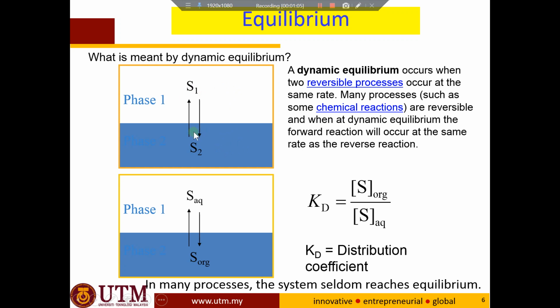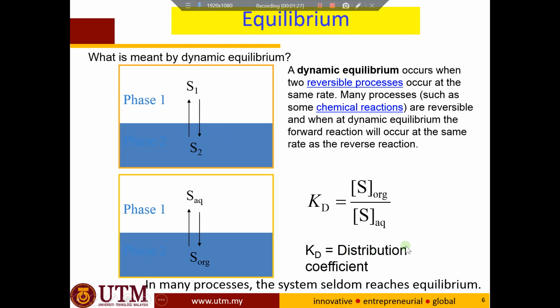So if it's really become a dynamic equilibrium, it will be blue for a moment, white for a moment, blue for a moment, white. Okay, but the system seldom reaches equilibrium. For example, you add a little acid, it becomes blue. You add a little base, it becomes white. Okay, so seldom reach equilibrium.